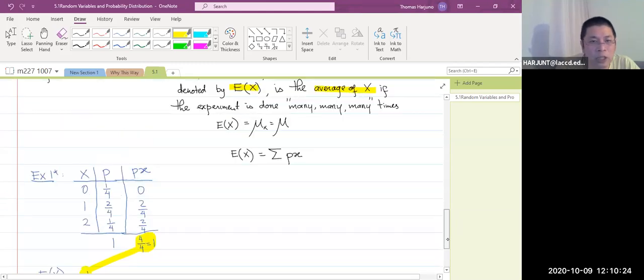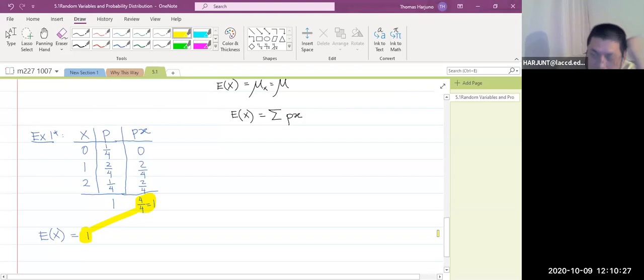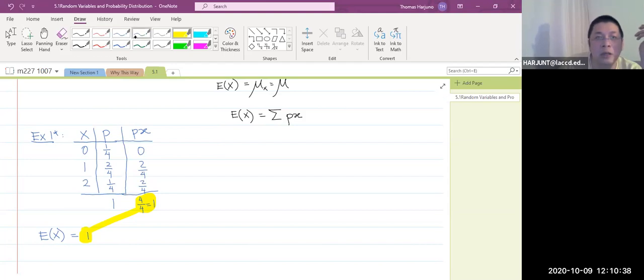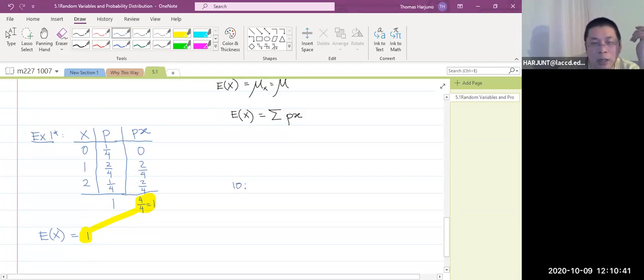Okay, so based on this probability, if you do the experiment many times, the average is 1. So if I do it, let's say 10,000 times, if the experiment is done 10,000 times, you toss the coin twice, 10,000 times, what is the expected value? We expect the number of tails showing up on average is 1.